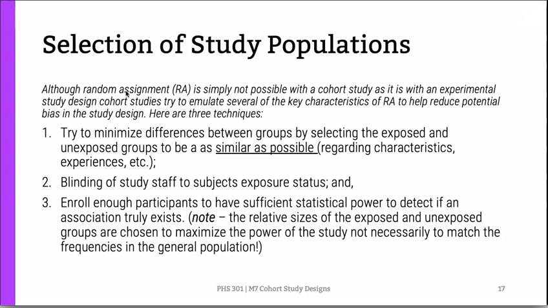So things that you can do if you're doing a cohort study to help mimic that random assignment: you can try to minimize the differences between groups by selecting them to be as similar as possible. You can blind study staff to subjects, and that can be important because if your research staff who are collecting data know that an individual has been exposed or not exposed, they may ask questions or collect data in a way that could bias your results. And then the last one is about statistical power, and you can just put a hold on that bullet point for right now until we get into research and experimental designs.